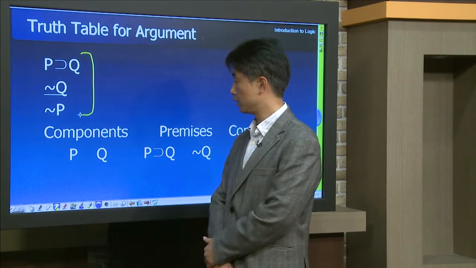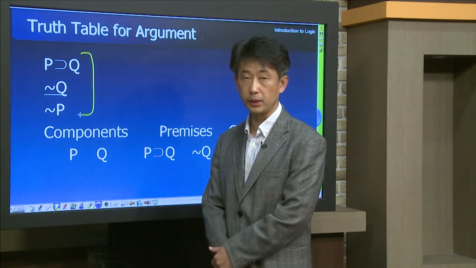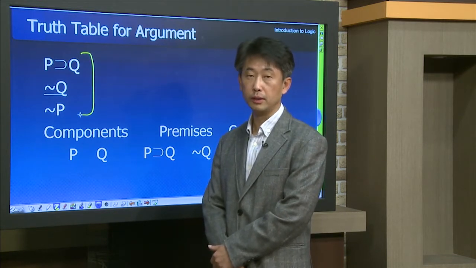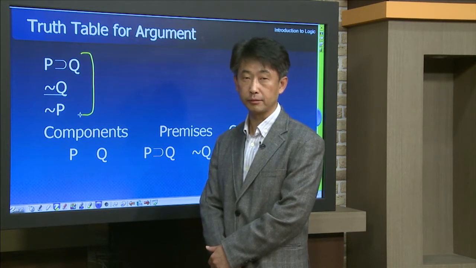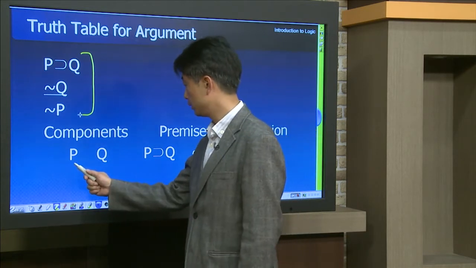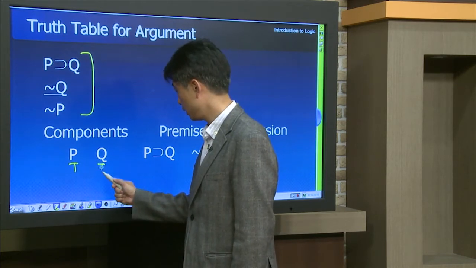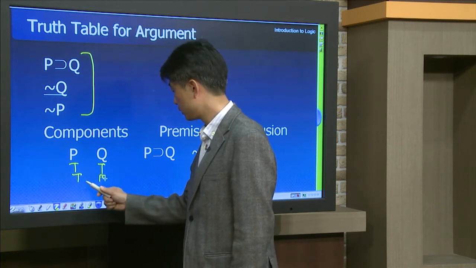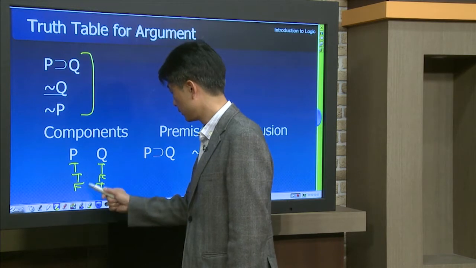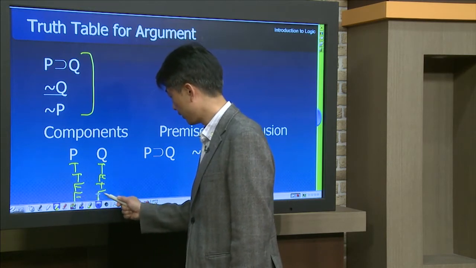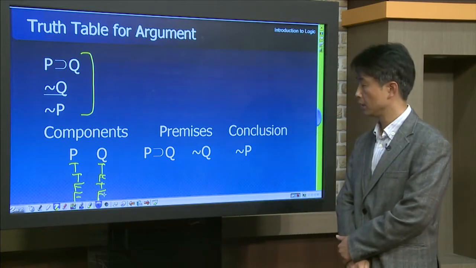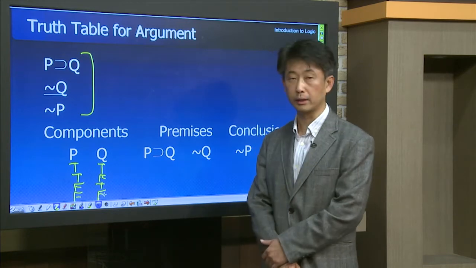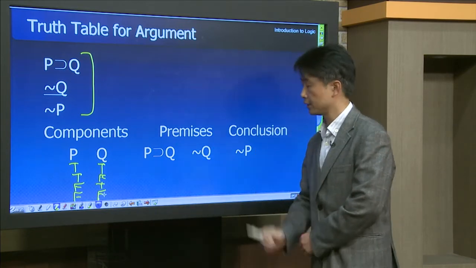When there are two component sentences, P and Q, there are four different possibilities of combining truth values. You remember? The first one was TT. The second one, TF. Third one, FT. Last one, FF. So there are four possibilities. And for each of these possibilities, calculate the truth value for each of these sentences.